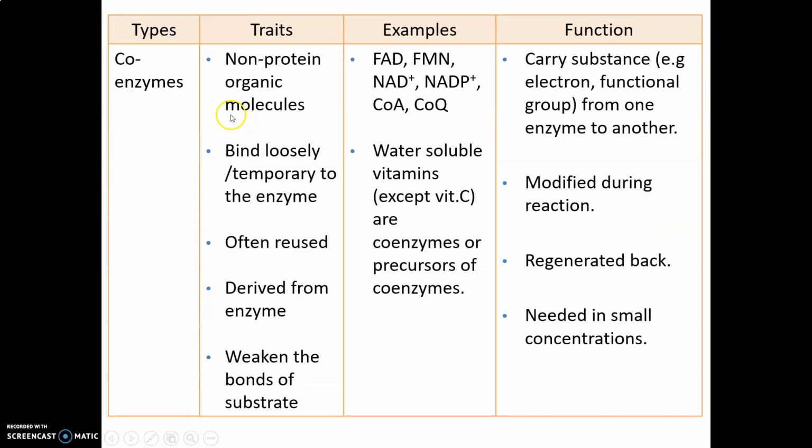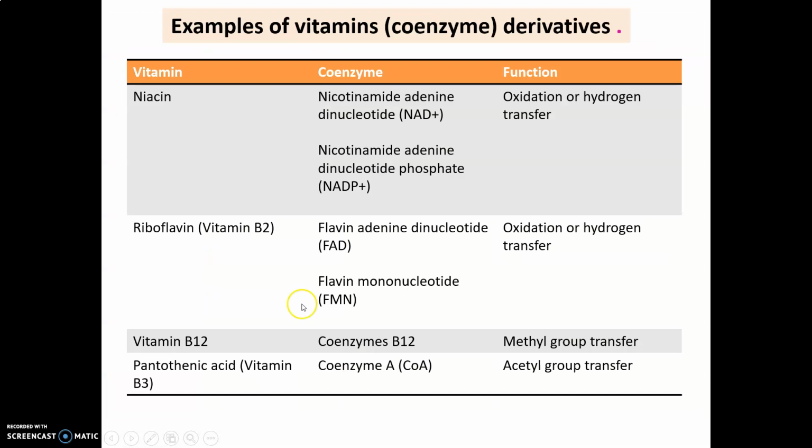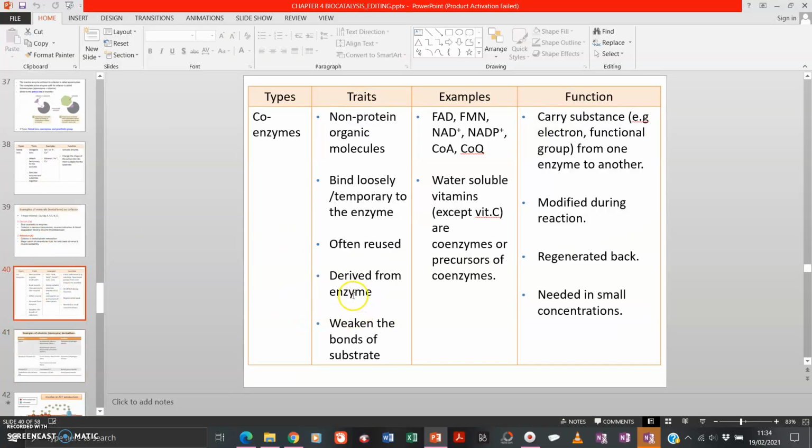Yang kedua, the second type of cofactors adalah coenzymes. Walaupun namanya coenzyme, tapi dia bukan enzymes, dia adalah pembantu kepada enzim, dan dia juga of course lah dia adalah non-protein organic molecules. Non-protein organic molecules maksudnya dia boleh associate with organic molecules, and again sama juga dia bind temporarily to the enzymes and often reused in the next catalytic reactions, and usually dia akan derive from vitamin, bukan derived from enzyme. Usually derived from vitamins, okay?